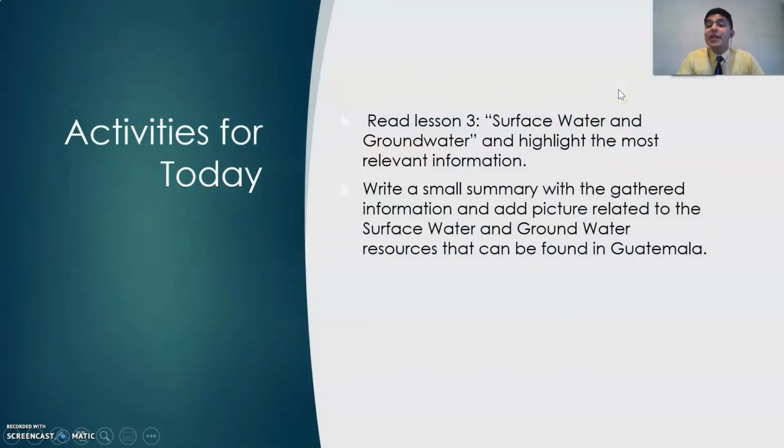Here you have a summary of the activities that you have to complete. Number 1, read lesson number 3, surface water and groundwater, and highlight the most relevant information. And you need to write a small summary with the gathered information and add pictures related to the surface water and groundwater resources that can be found in Guatemala. That's very important. Please remember to include pictures of groundwater and surface water resources that we find in our country.